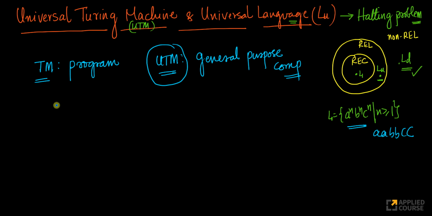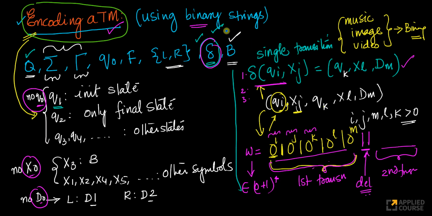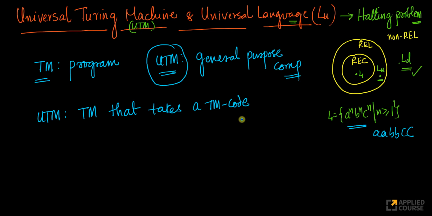A universal Turing machine is also a Turing machine. Remember, a universal Turing machine is a special type of Turing machine that takes a Turing machine code. What is a Turing machine code? A Turing machine code is nothing but a binary string. We have seen this: I can encode a Turing machine using a binary string. This Turing machine code, or the binary representation of a Turing machine, is taken as input, and it takes a word as input too.